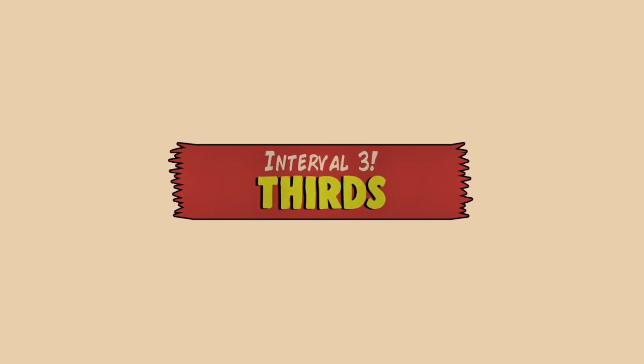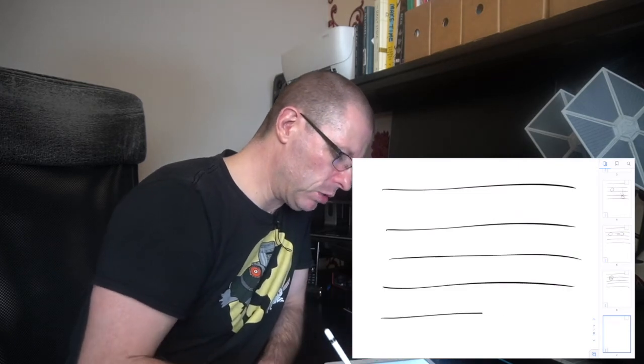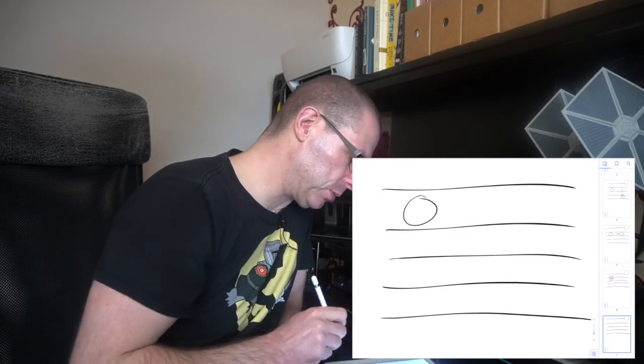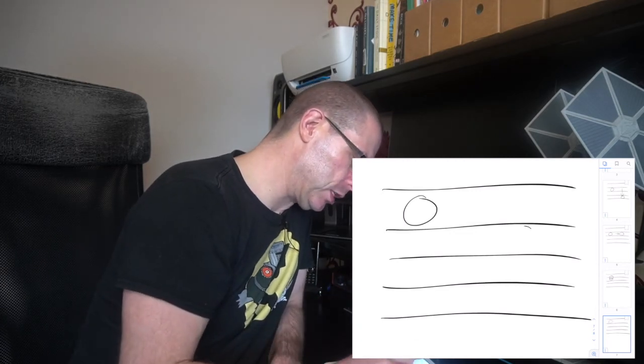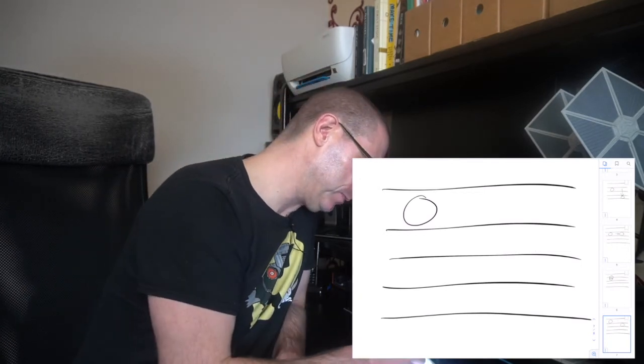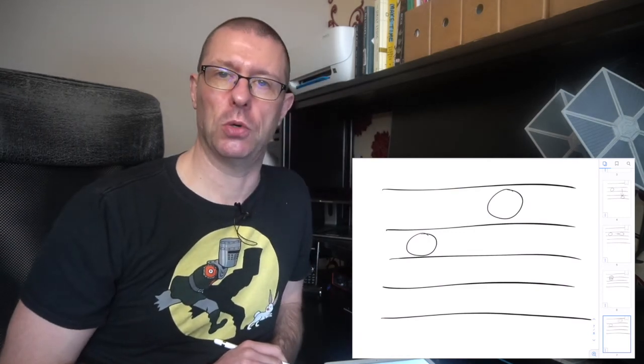Third interval for today is, yeah, thirds. These ones look a bit easier than the old seconds. So if I give you the staff again, this is when you move from a space note to the space above it, or the space below it, or a line note to the line above it, or a line below it. So let me just show you. If I'm in a space and I go down to this next space below it, then that's a third. And if I go up to the space above it, then that's also a third.